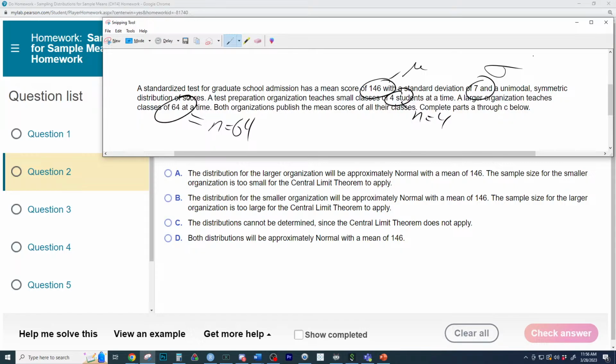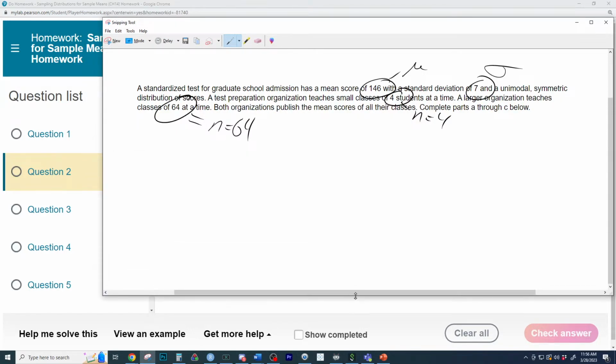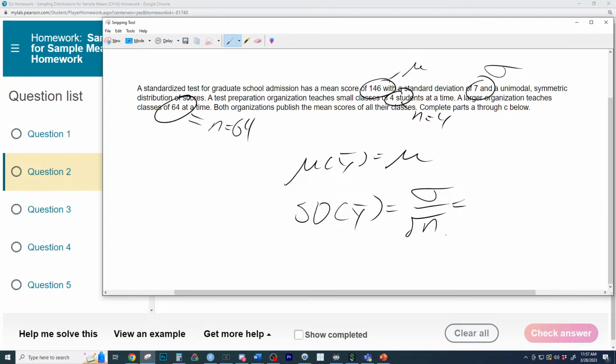It's kind of like the last problem, because the key difference will be what between these classes? We'll think about the mean for both classes. We'd see that the mean won't change, correct? The larger class will have less variation in its sample mean. So we'll divide by the square root of n right here to get us smaller, because this will be 64 for the larger class versus 4 for the smaller class.